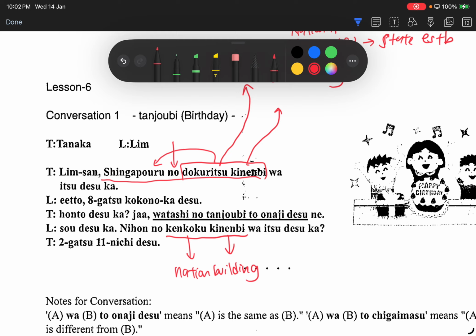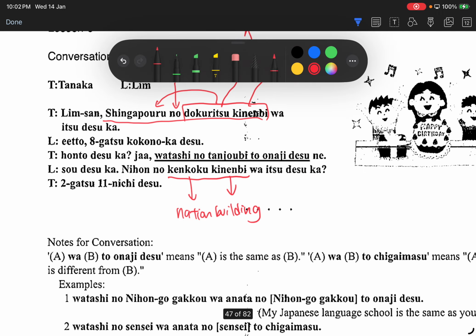So 2月11日です. 2月 is February, 11日 is the 11th day, so 11 February. Do they have a public holiday there? No. No public holiday for this one. But the emperor's birthday is in February, so they get a holiday at the end of February. They don't celebrate Constitution Day like how we celebrate National Day. There's no fanfare, no performance, nothing. It is just a normal day to say, oh, this is the day that our Constitution started.